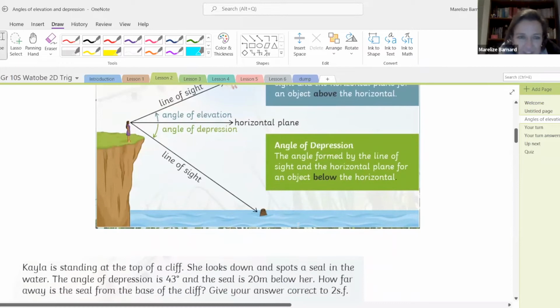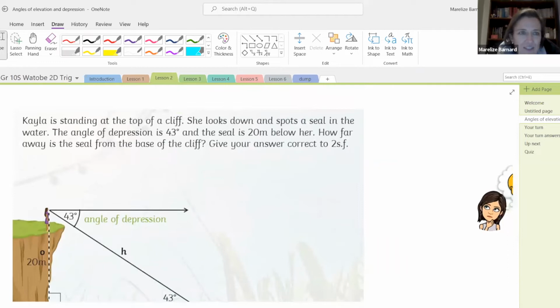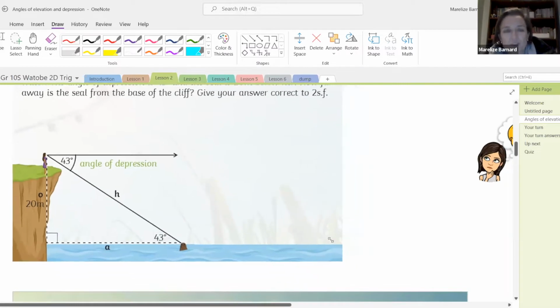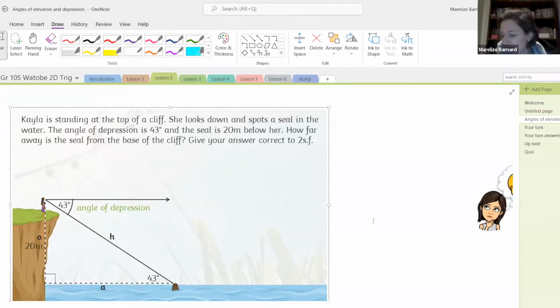Right. Okay, let's do an example with this girl looking at the seal. And we are going to use trigonometry to solve problems with angles of elevation and depression. Okay, so Kayla is standing at the top of a cliff. And by the way, don't be scared to take a screenshot of what it is that we are doing if you need a little bit more time. And if you want to highlight important things along the way, you can do that too.